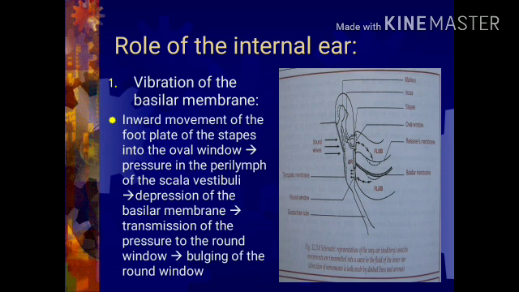Role of the internal ear. Vibration of the basilar membrane. Inward movement of the foot plate of the stapes into the oval window causes pressure in the perilymph of the scala vestibuli, and because of that there is depression of the basilar membrane and transmission of this pressure to the round window, which causes bulging of the round window.